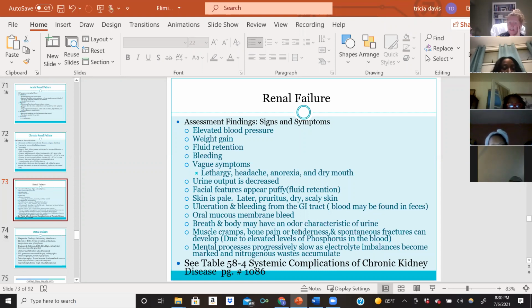And then mental processes can be typically slower because these patients have those electrolyte imbalances and they have nitrogen waste that begins to accumulate in the body because the kidneys are not functioning, so we cannot get rid of the waste. So the waste builds up and it's toxic.